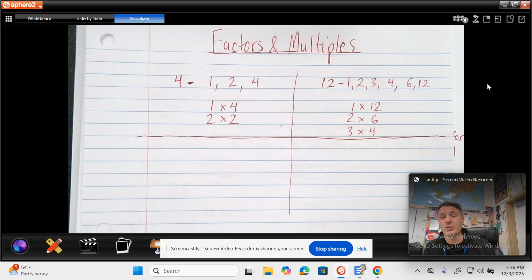If you're going to list the multiples of a number, it's actually an infinite list. Because when you're listing multiples of a number, you're really just counting by that number. So if I was going to list the multiples of 2, it's just 2, 4, 6, 8, 10, 12, 14, 16, 18, 20, 22, 24, 26, 28, 30, 32, 34, 36, 38, 40. I can keep going. I can count by 2s forever.